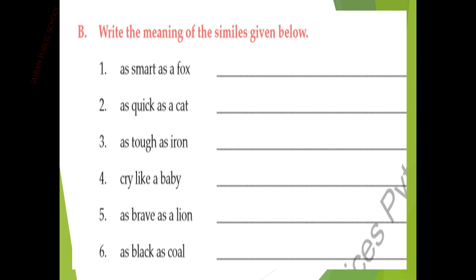Number 4. Cry like a baby. You all know a baby cries often to get something from others, which means unnecessarily crying. So the answer of the fourth one is unnecessarily crying. Number 5. As brave as a lion. You all know about the king of the jungle, the lion, which doesn't have fear of other animals. So the meaning of the word is fearless attitude. Number 6. As black as coal. You all know the color of coal, which is black. So the answer is dense black.